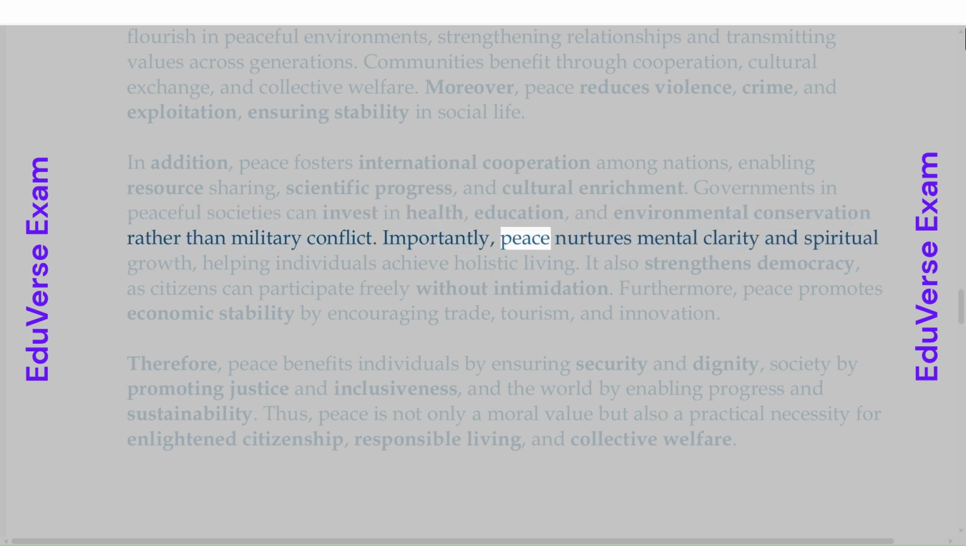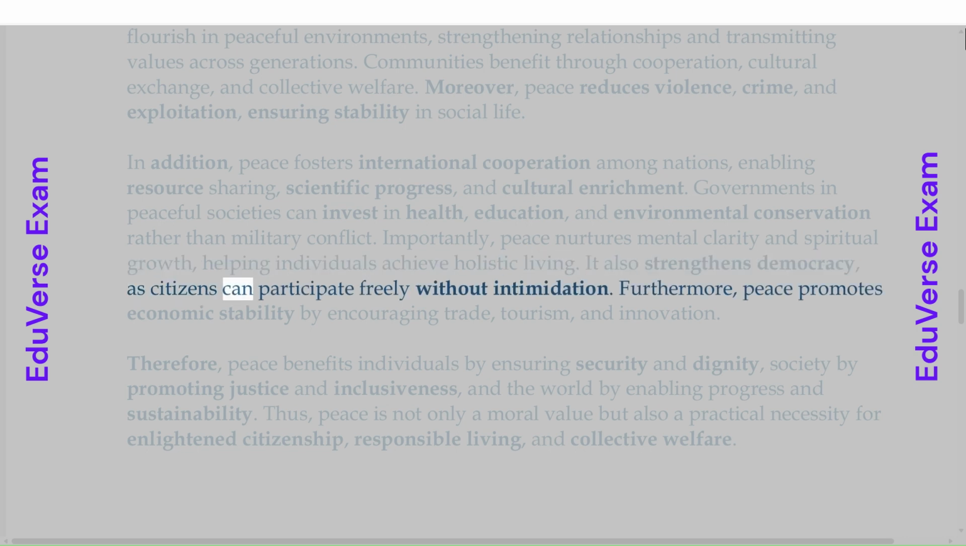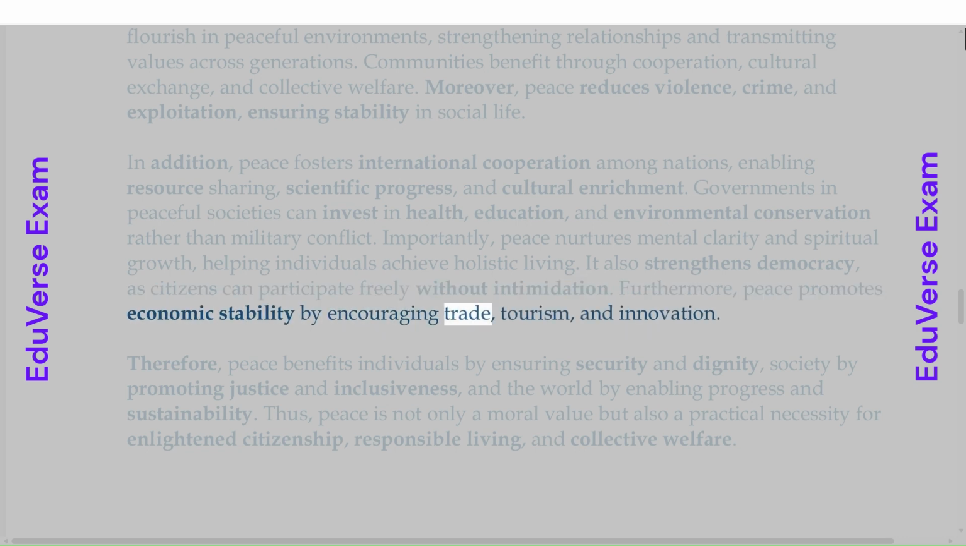Importantly, peace nurtures mental clarity and spiritual growth, helping individuals achieve holistic living. It also strengthens democracy, as citizens can participate freely without intimidation. Furthermore, peace promotes economic stability by encouraging trade, tourism, and innovation.